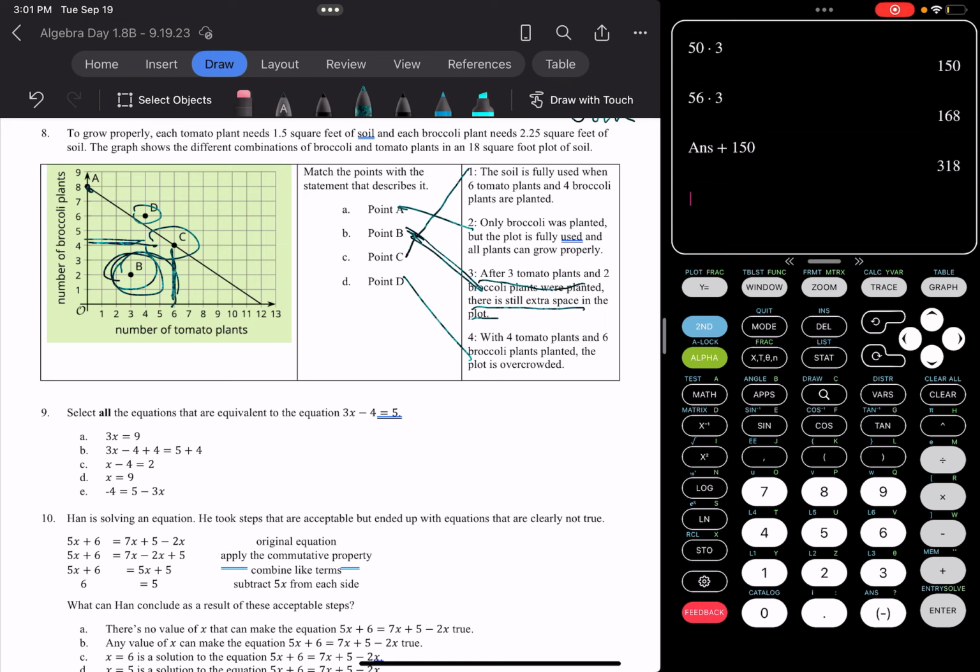And then the plot is overcrowded. Yes, that is true because it is above the line, which means that we are not fulfilling that 18 square foot plot of soil.